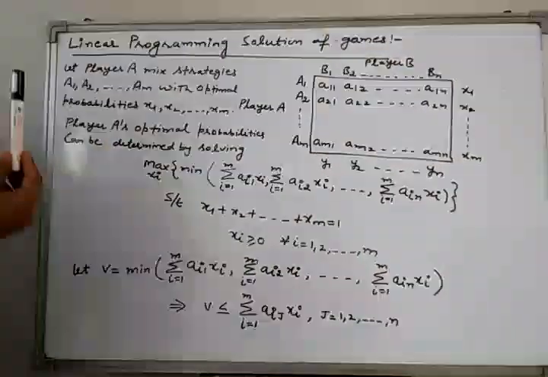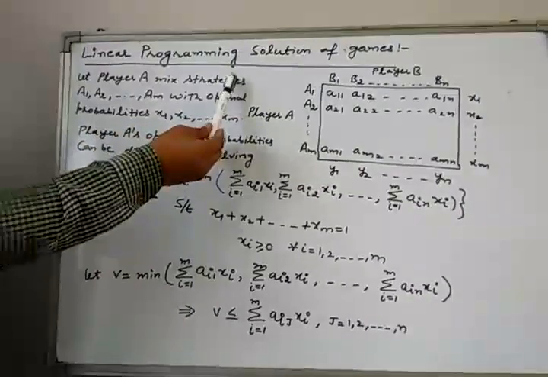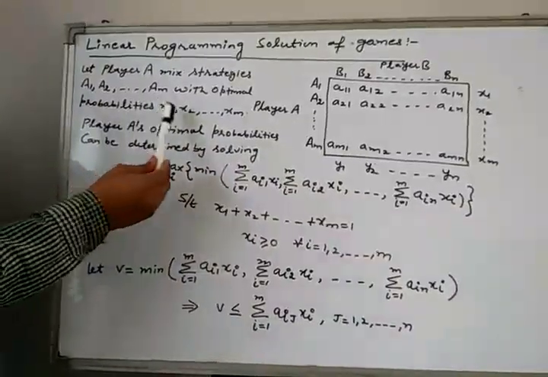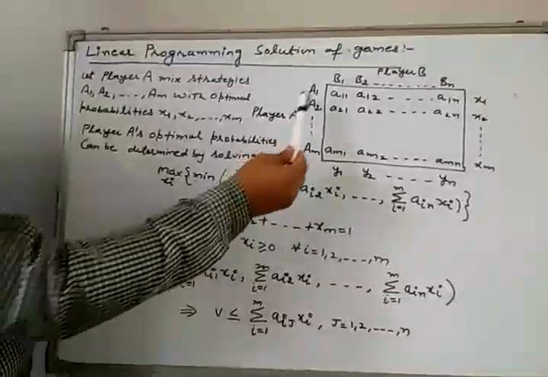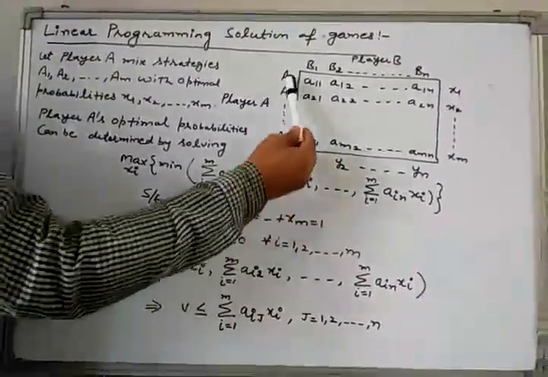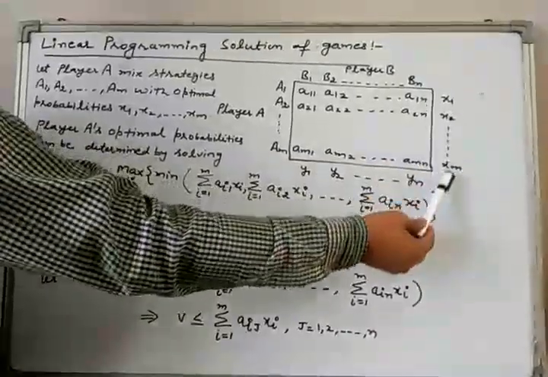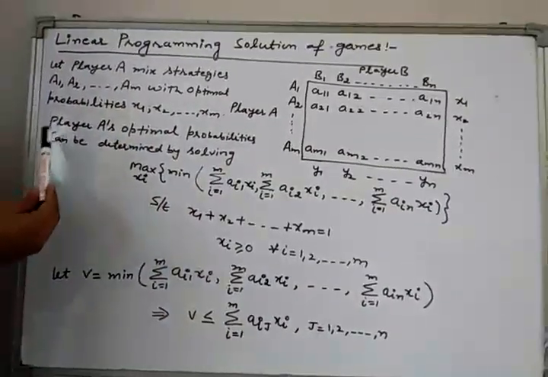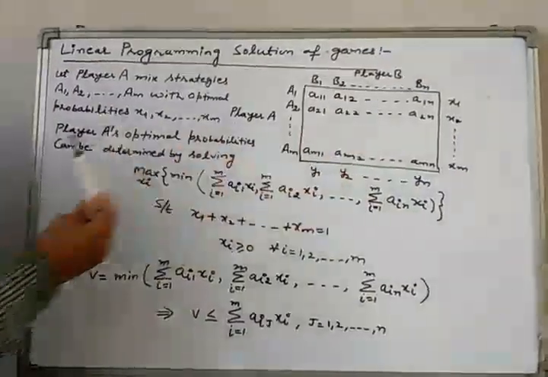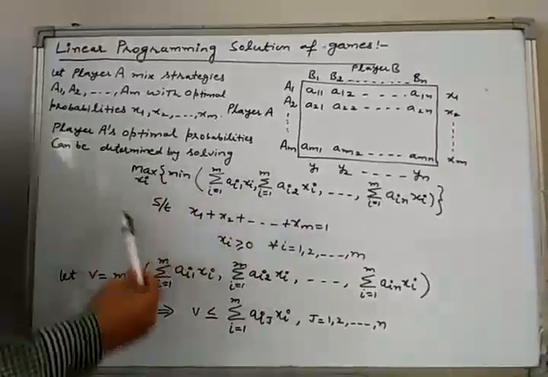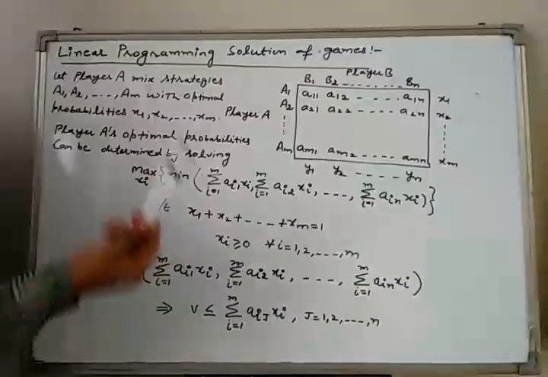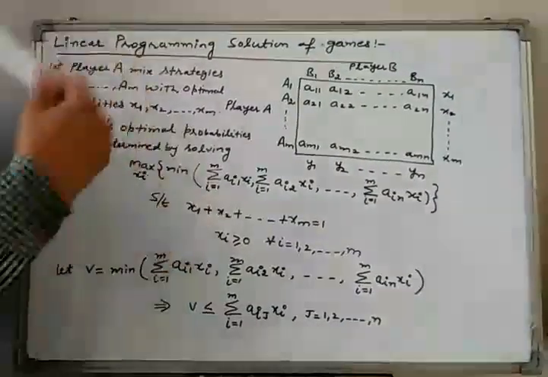Now, let us assume that player A picks strategies A1, A2, and so on up to Am with optimal probabilities x1, x2, and so on up to xm. Then player A's optimal probabilities, that is the values of the xi's, can be determined by solving this program. This is based on the best of worst criteria. First we choose the worst and then we choose the best.